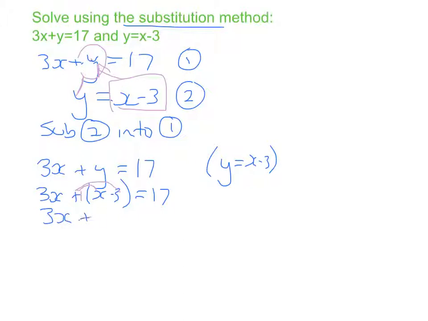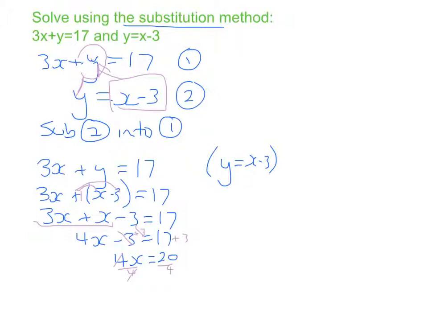So I'll just simplify that now. 3x plus x take away 3 equals 17. Now collect our like terms, so I've got 3x plus x is 4x. Take 3 equals 17. Now we're going to add 3 to both sides, which cancels that down. Leaves us with 4x equals 20. And then we divide both sides by 4 to cancel that down. That leaves us with x is equal to 5. Okay, so that's our first answer.